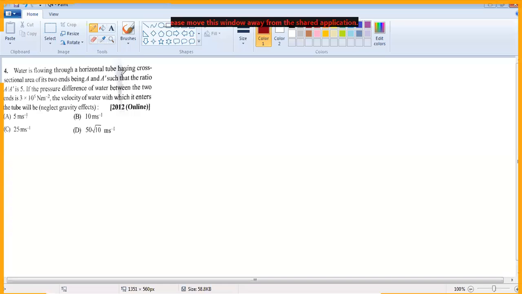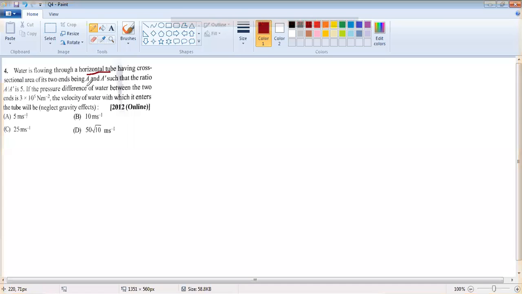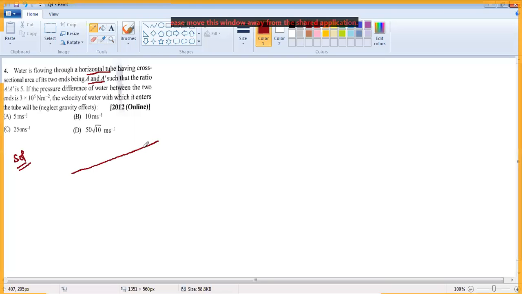Water is flowing through a horizontal tube. Water is flowing through a horizontal tube having cross-section areas of its ends being A and A dash, such that the ratio is 5. This is a horizontal tube. The areas of cross sections are different, because A by A dash is 5. So A by A dash 5 means A is more than A dash. So I draw this graph. I draw the curve like here.